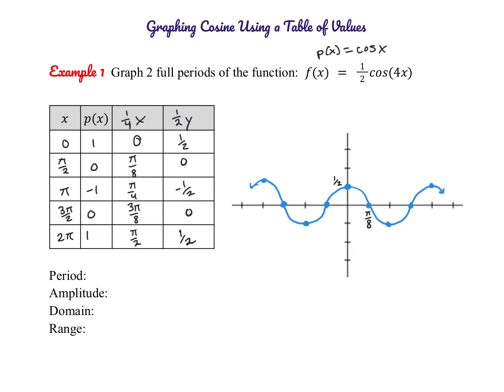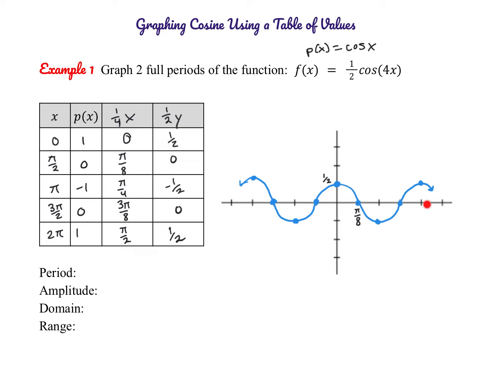So if we look at the graph, we can see that the period of our graph this time has changed. Now it's starting at 0, and then you complete a full cycle by pi over 2. So our period is pi over 2. Now, of course, we could find that by taking the original period of our parent function and multiplying it by our shrink factor of 1/4, which gives us pi over 2. But we also see it in our graph.